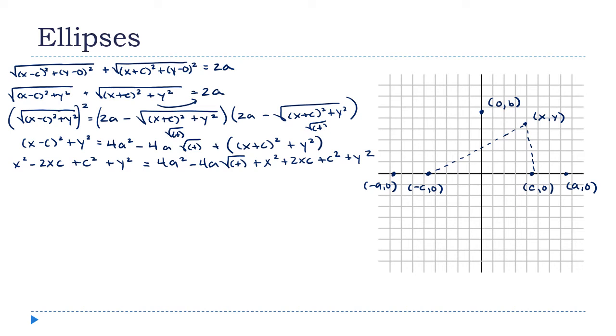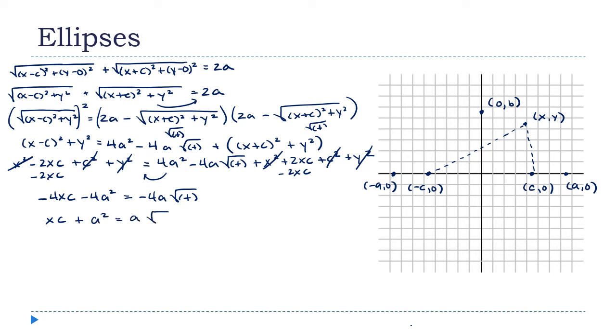Now, a lot of stuff is going to go away. There's an x squared on both sides. There's a c squared on both sides. And there's a y squared on both sides. So this got a whole lot nicer. Let's subtract 2xc from both sides. I'm trying to get that square root on the right side by itself. So this becomes minus 4xc, and let's move the 4a squared over. Minus 4a squared equals minus 4a times that square root. Awesome. Now things just cleaned up considerably. Now let's divide both sides by negative 4. I'll make sure I don't lose something here. xc plus a squared equals a times the square root.